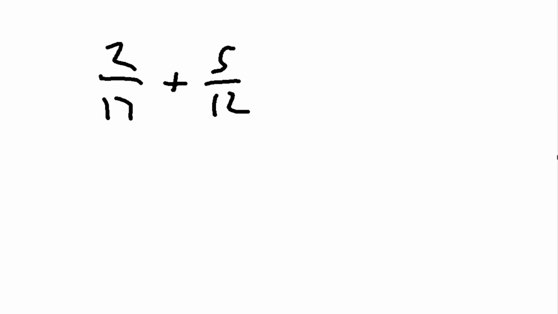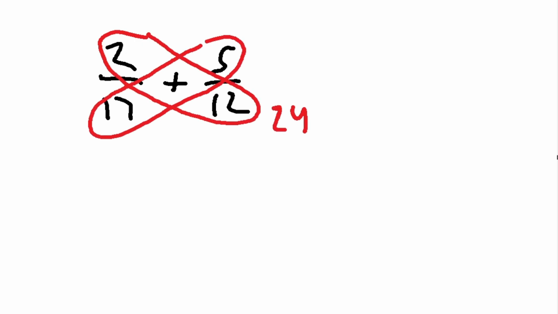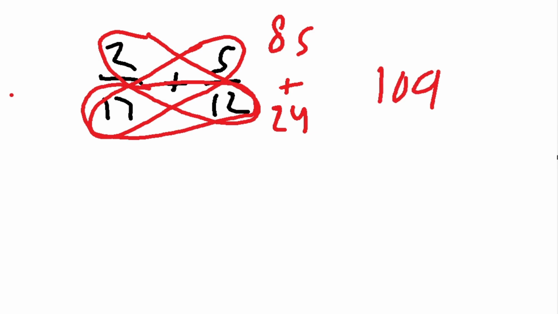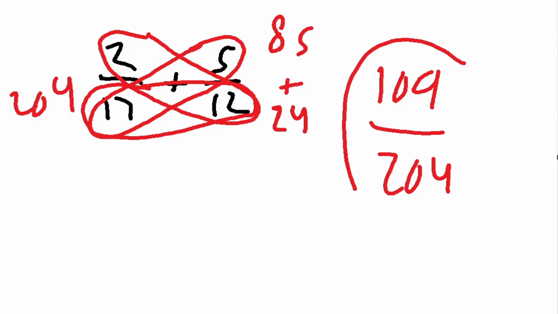Still confused how to use the oval method? Don't worry, I'll show another example. Here we have 2/17 plus 5/12. Looks a little bit trickier than the first problem, but it's easy as cake with the oval method. We just do 2 times 12 to get 24, 17 times 5 to get 85, and add those to get 109. Now multiply 17 by 12 to get 204. Just like that, our answer is 109/204. Hopefully this is making more sense.